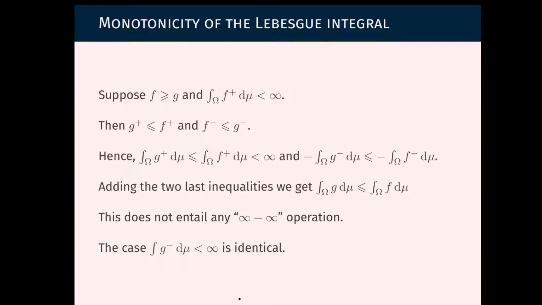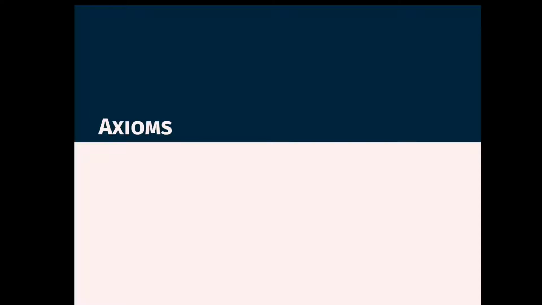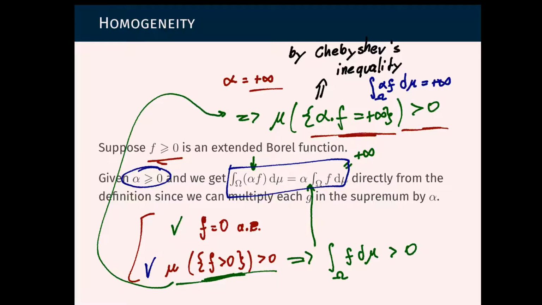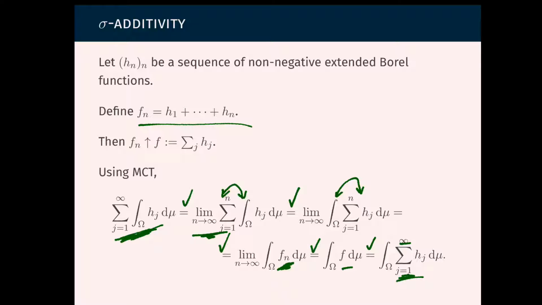In the previous parts, we saw how to prove the main axioms of the integral of non-negative extended Borel functions, and well, homogeneity was proved directly using the definition of the integral as a supremum. Additivity was proved using the previous video lecture that non-negative functions can be approximated by simple functions, and combining that with the monotone convergence theorem. And sigma additivity, well, there's nothing to prove.